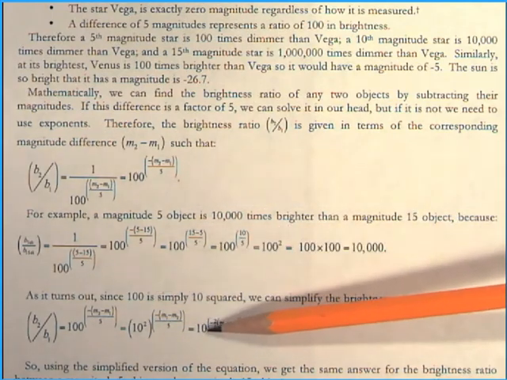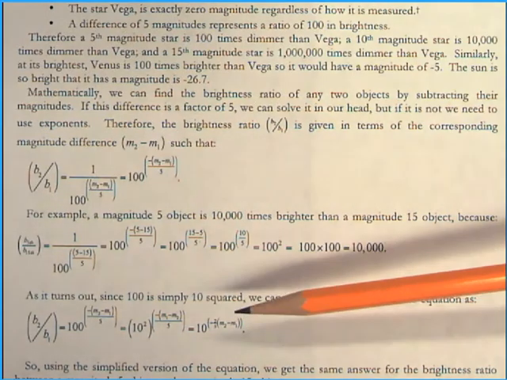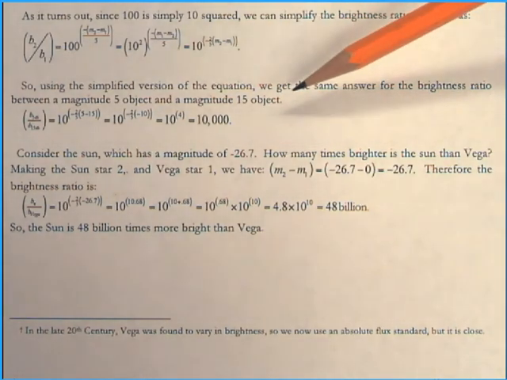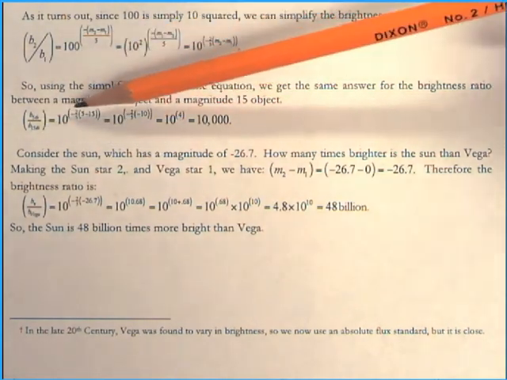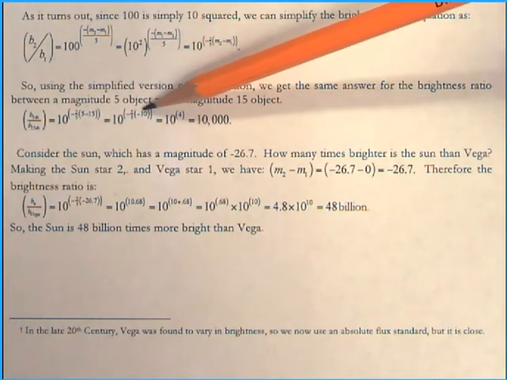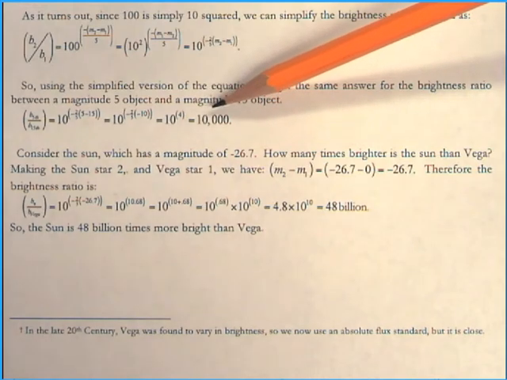So 2 times this over 5 would be written as negative 2/5 times (M2 minus M1). Now we can use the simplified version of the same problem we did above, and we get B of 5th magnitude divided by B of 15th magnitude is equal to 10 to the negative 2/5 times (5 minus 15). 5 minus 15 is negative 10. Negative 2/5 times negative 10 is 4. So it's 10 to the 4th, or 1 with 4 zeros after it, or 10,000. The same answer we got before.